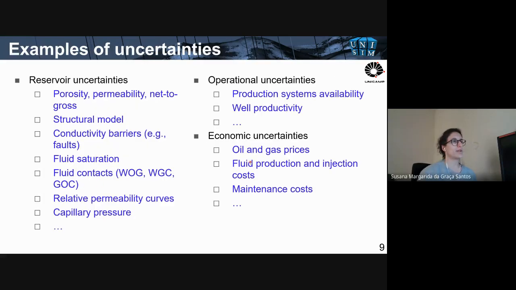So here I have listed a couple of examples on reservoir uncertainties. As we said, porosity, permeability, the structure model of my reservoir. So this will affect how we build the grids, the simulation grid, the connectivity barriers, fluid saturation, fluid contacts, relative permeability curves, and so on. Operational uncertainties would be, for example, the production system availability over time, as I said, the well productivity. Economic uncertainties: oil and gas price, fluid production and injection costs, and maintenance costs. All of these are examples of uncertainties, and we can have many more.